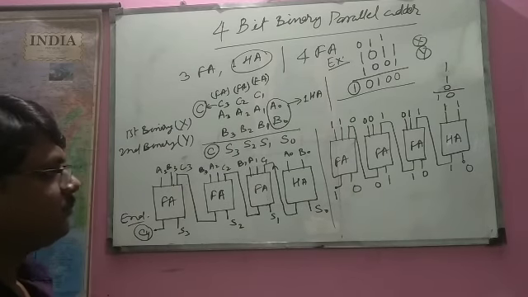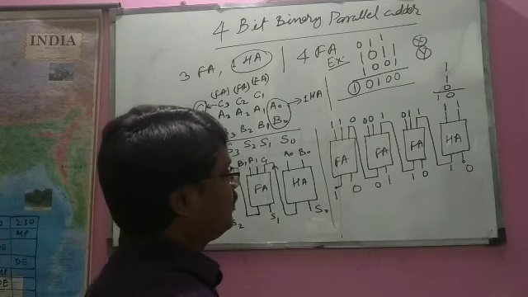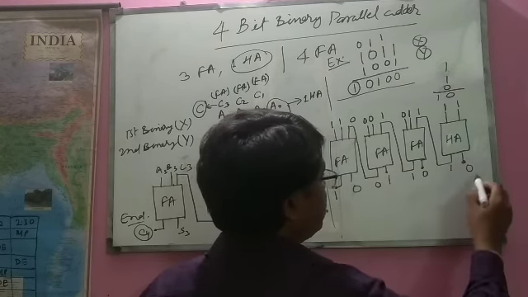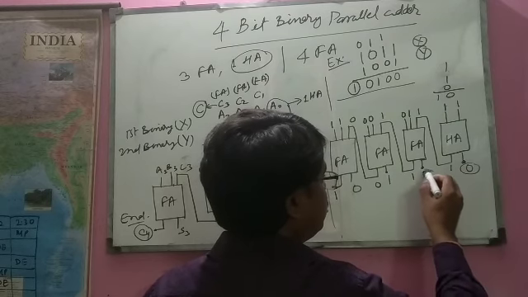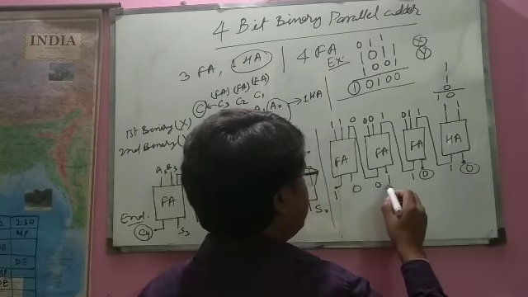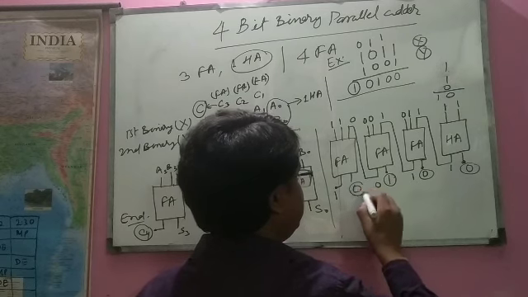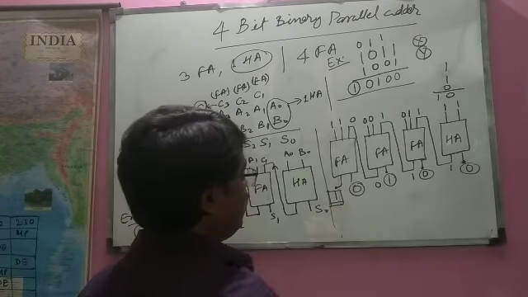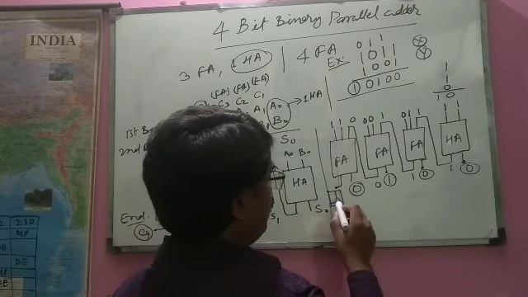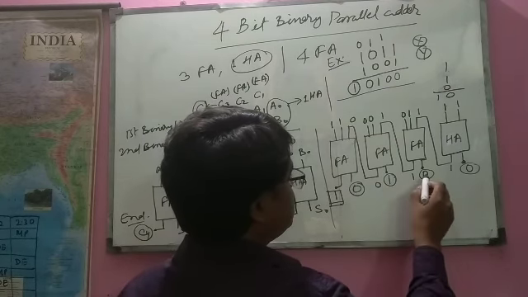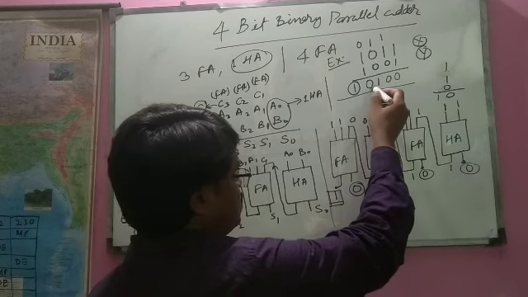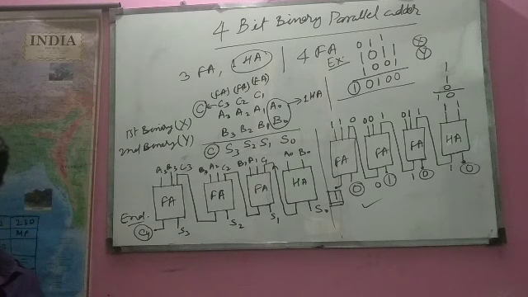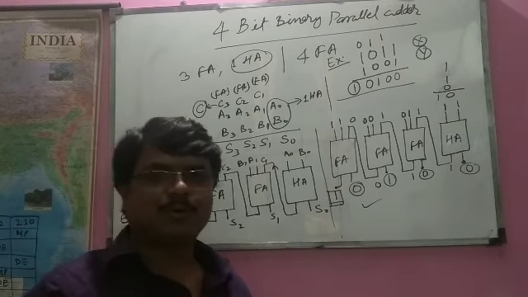Okay. So what is the sum? This is the sum, this is the sum, this is the sum. Okay. So these four values will give the sum, and this will provide the end carry, and the total sum will be this one, 1 0 1 0 0. Okay. So is this circuit able to generate the sum or not?